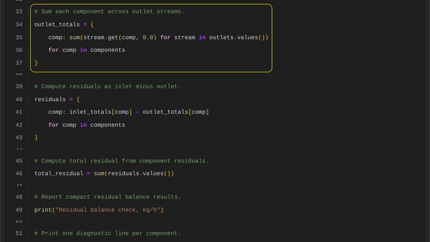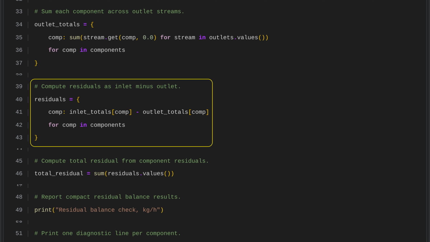To check the outlet side of a mass balance, we total the mass flow of each component across all outlet streams. For each component, we add its flow from every outlet stream, using 0 when that component is absent. These totals can then be compared with the inlet totals to identify any discrepancies.